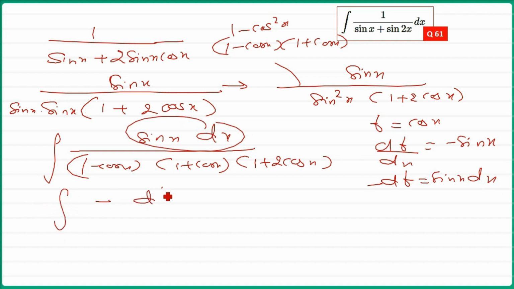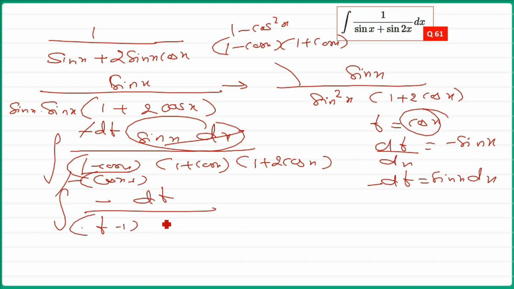Now again, this negative can be removed by taking 1 minus cos x as cos x minus 1. So when we take this cos x minus 1, this negative dt will become dt only. So it's better to write cos x minus 1 rather than 1 minus cos x. So this will be t minus 1 now. 1 plus cos x can be written as t plus 1, and 1 plus 2 cos x will be 1 plus 2t.